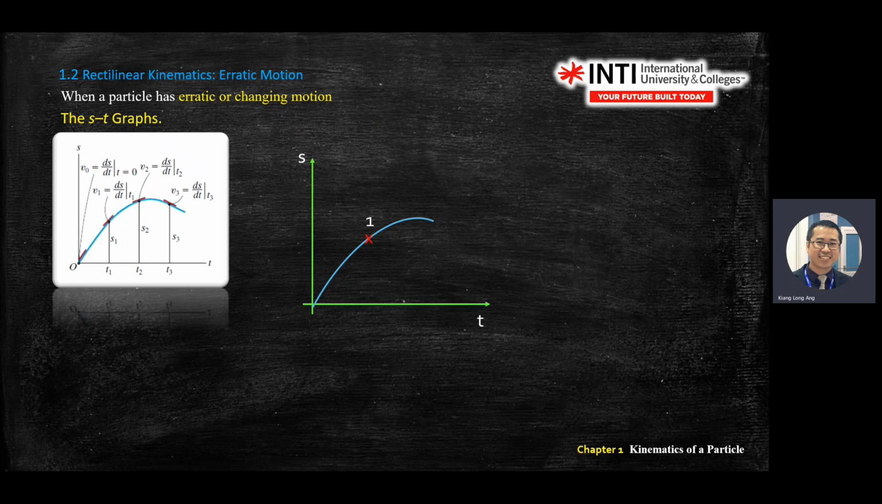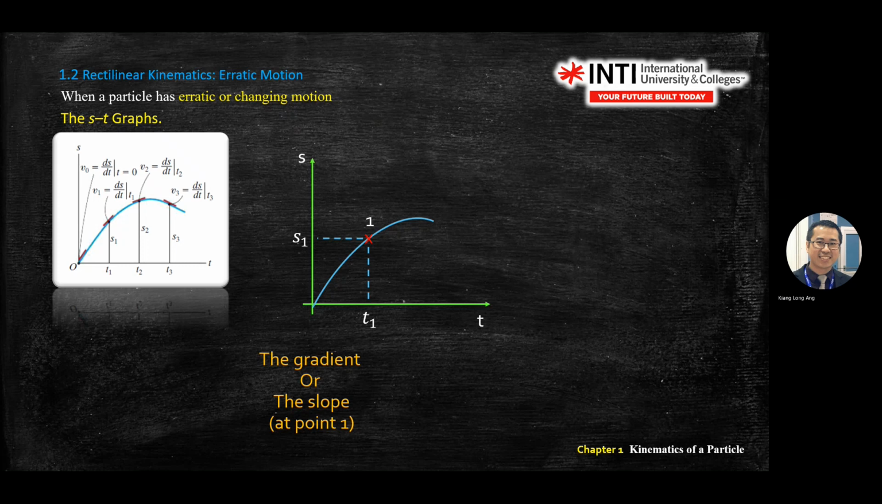Let's say you have point 1. At point 1, you have T1, and extending to the left, you get S1. So this is the gradient. We can find the gradient of this one. The gradient you know is velocity, correct? Gradient is S divided by time, right? So V equal to ds dt.